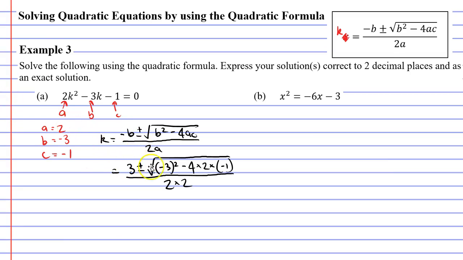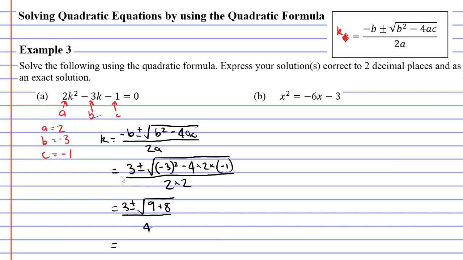The next thing I'd like to do is work out everything under the square root sign. So I'm going to go equals 3 plus or minus the square root. What do I get when I square -3? Well, -3 times -3 makes +9. So I'm going to write down 9 here. I've also got -4 times 2, that makes -8. And -8 times -1 makes +8. So we've got 9 plus 8, like so. And then looking at our denominator, 2 times 2 is 4. So we'll write that down.